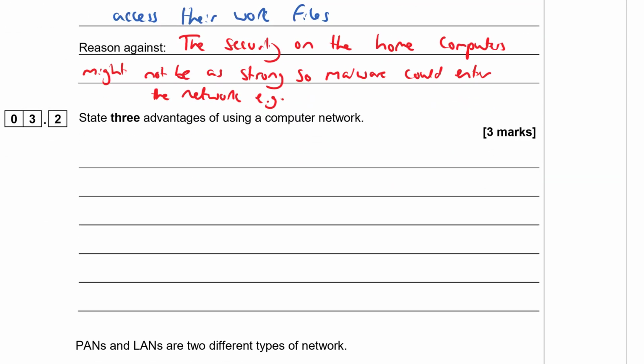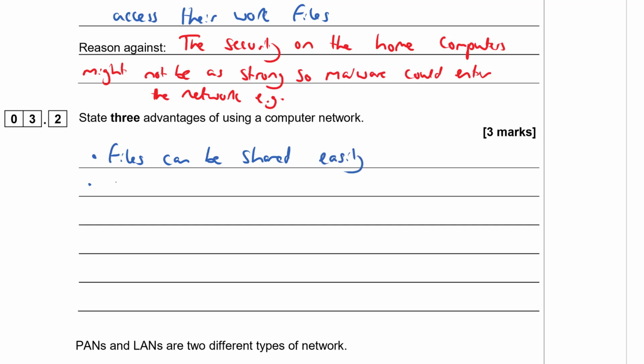Now, 3.2 is a more general version of 3.1, I suppose, although just on advantages. So we're going to state 3 advantages of using a computer network. So let's just bullet point this because we might as well. It's only a state question. So let's say files can be shared easily.